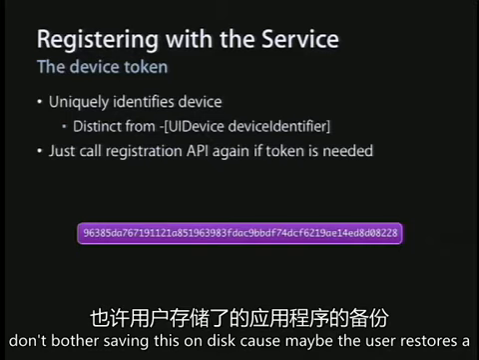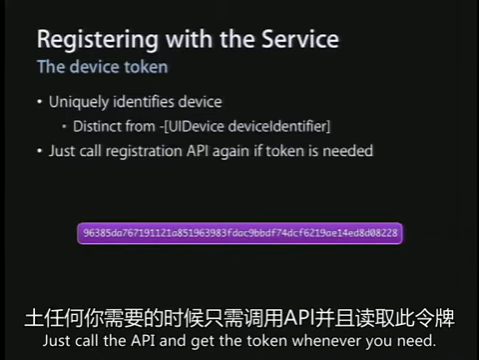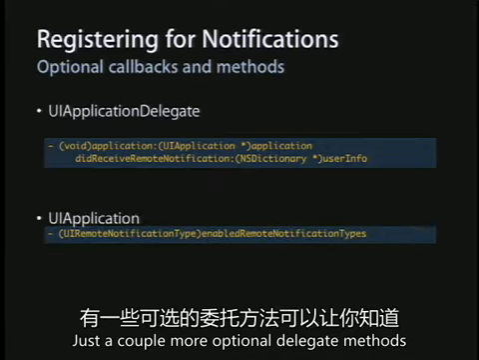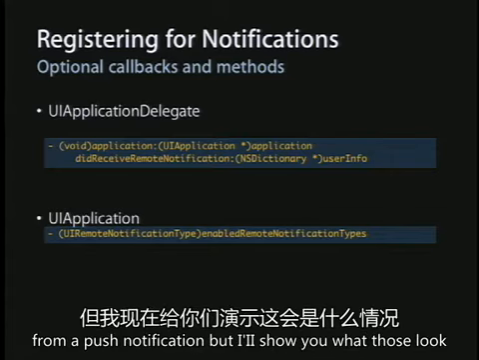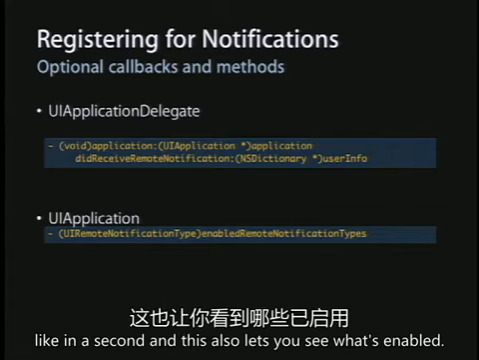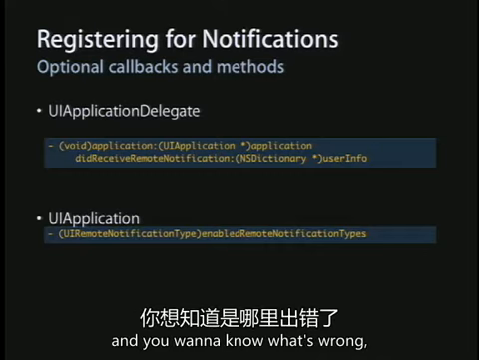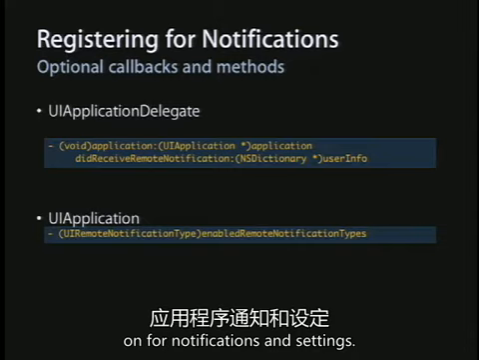Don't bother saving this on disk because maybe the user restores a backup with your app and it has the wrong token in your state. Just call the API and get the token whenever you need. There's a couple more optional delegate methods which let you know when your application was launched from a push notification, but I'll show you what those look like in a second. And this also lets you see what's enabled. So in case your app is like a newsfeed service and you want to know what's wrong, you can see whether the user's turned your app on for notifications in the settings.